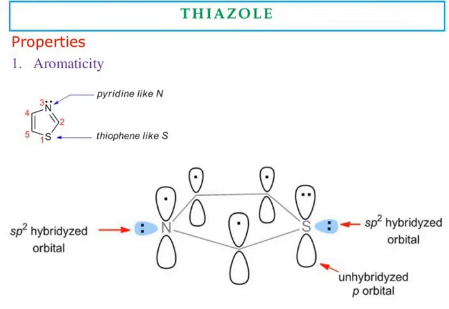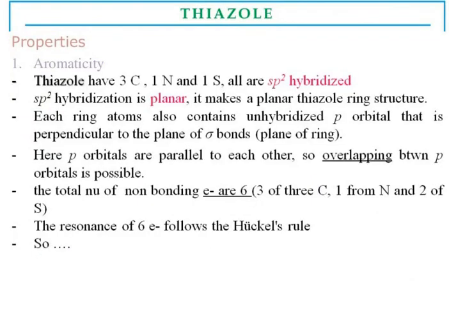Now molecular orbital: you can see the sp2 hybridized orbital on nitrogen and sulfur, and the unhybridized p orbital. So thiazole has 3 carbons, 1 nitrogen, 1 sulfur, as you have already seen. All are sp2 hybridized. Each ring atom also contains an unhybridized p orbital, perpendicular to the plane of the sigma bonds. The p orbitals are parallel to each other, so overlapping between p orbitals is possible. The total number of pi electrons is 6, so the resonance of 6 electrons follows Huckel's rule, so it is aromatic.